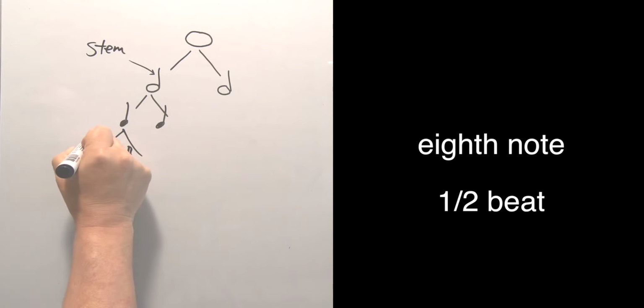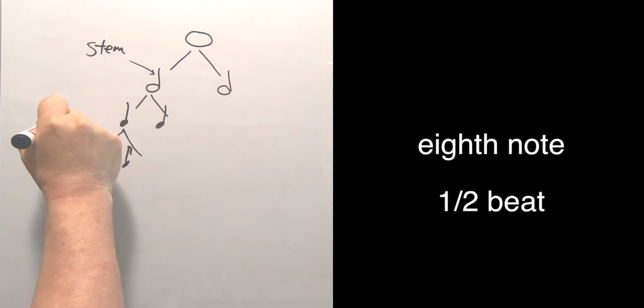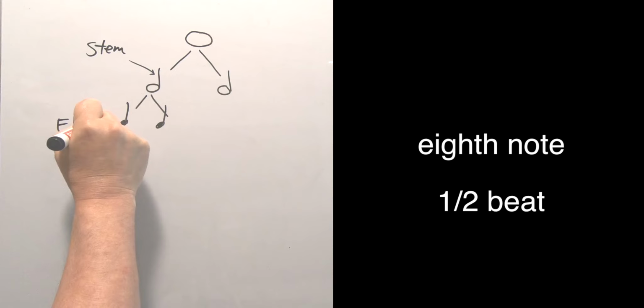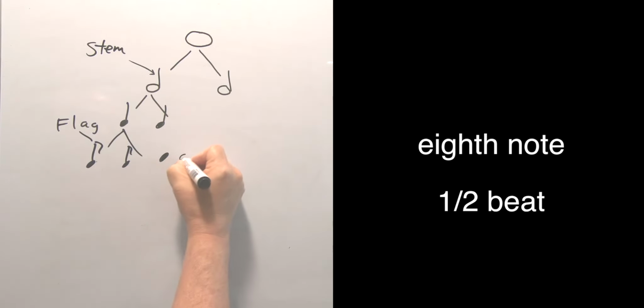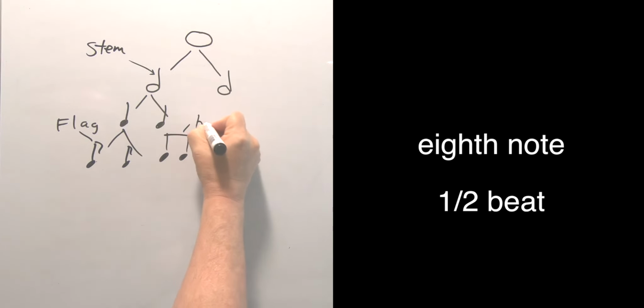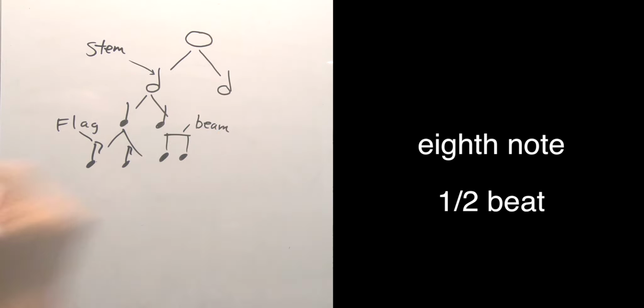Now you can have an eighth note standing by itself, and so it's a filled-in note with a stem, and then there's a little flag on top of it. And then you can actually take 2 eighth notes and join them together using what we call a beam. So here's a couple of eighth notes that come one after the other, and they're joined together by this beam.